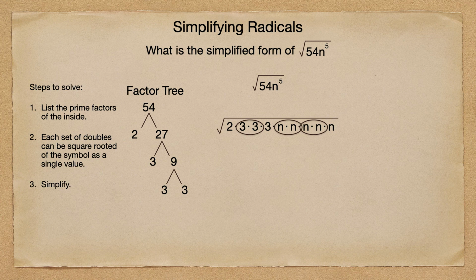That 3, n, and n is going to come to the outside. What's left will remain inside. We can then simplify, and that becomes our final answer.